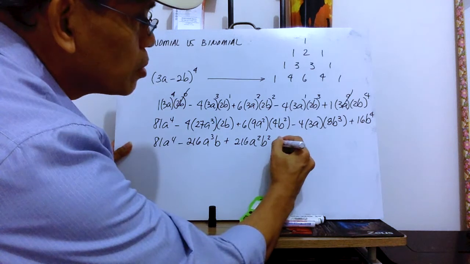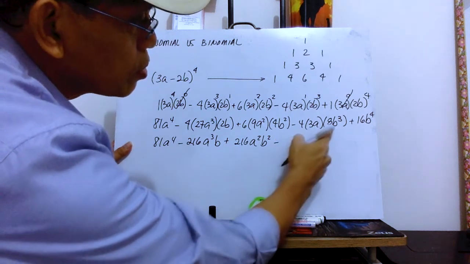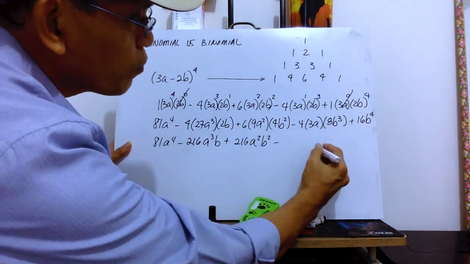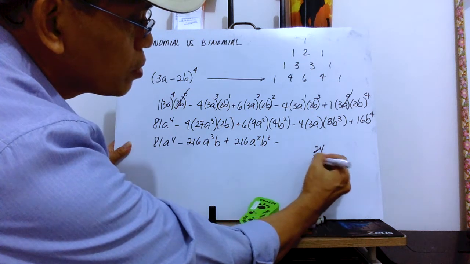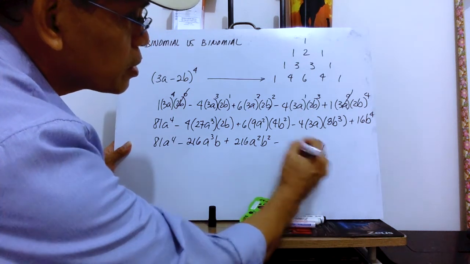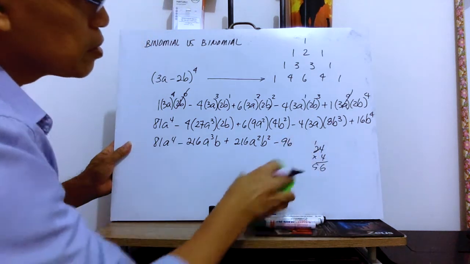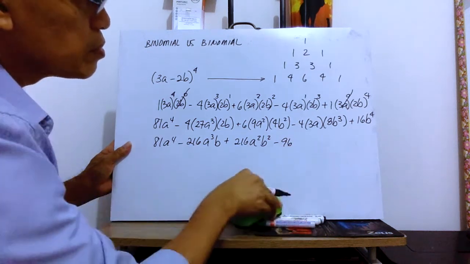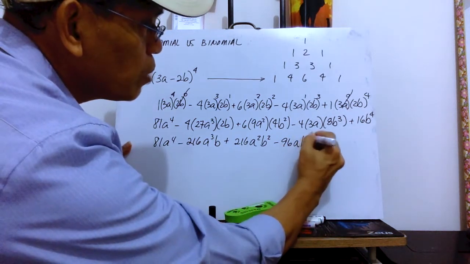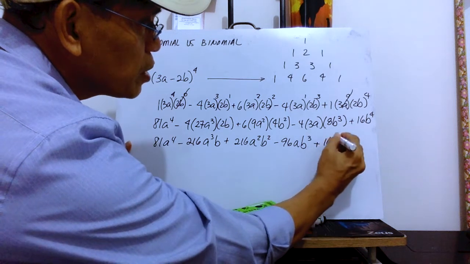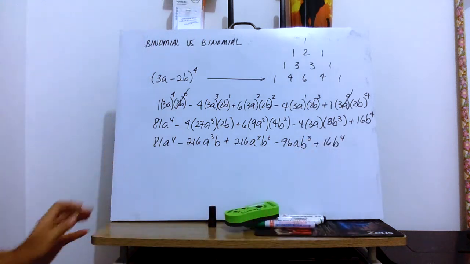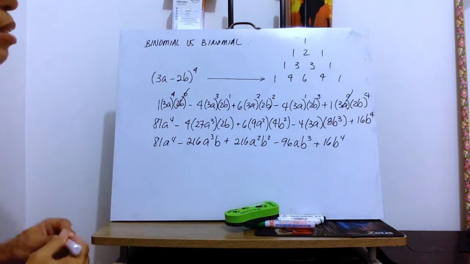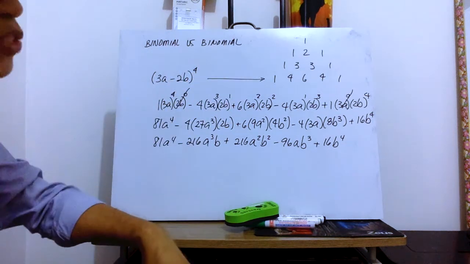And then minus, so that's 8 times 3, 24, times 4, 16, 96. Okay. So 96 ab cubed plus 16b to the fourth. There. Okay. So this Pascal's triangle is very useful.